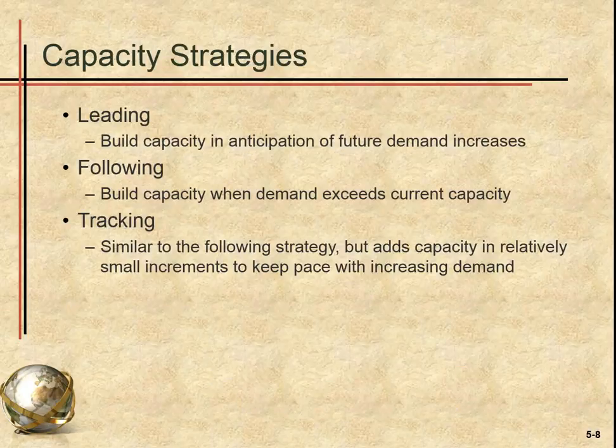Capacity strategies. There are basically only 3 strategies you can use with capacity, and when you think about it, it makes absolute common sense. Either you're leading, which means you're building capacity in anticipation of demand increases. So you think, oh, demand is going to increase by 100 units per day, so you just buy 100 more capacity. You purchase capacity to produce 100 more units per day.